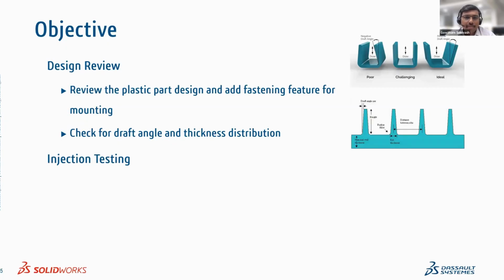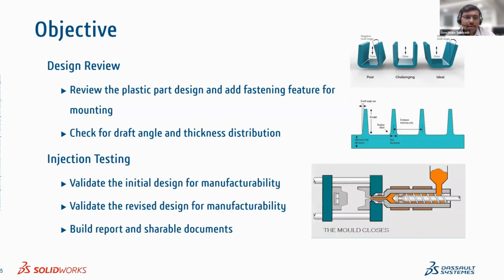Typically, there are multiple approaches to do that. I will take you through one of them. After reviewing the design, we are going to do preliminary testing on the initial design to check for manufacturability. If there is any flaw in the manufacturability, we are going to redesign the component and redo the analysis.